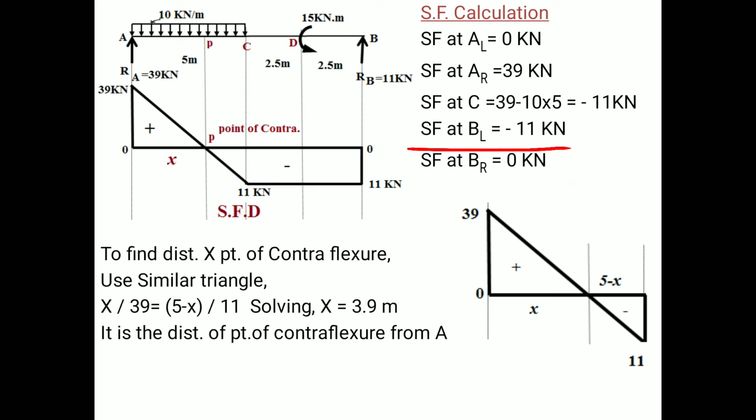So in this manner, we have drawn a shear force diagram. This is the value of A. Now from A to C, an inclined line, because a UDL is acting. From C to B, no load is acting. Therefore, it will remain constant. And again at right of B, it is 0. And this is the 0 line.